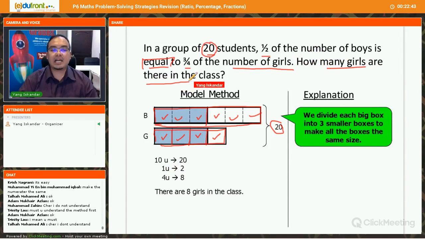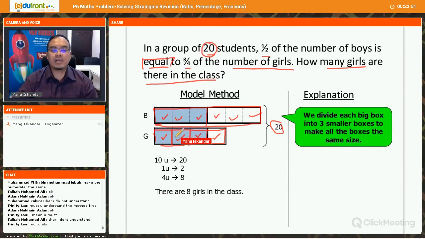And the question is, how many girls are there in the class? Now take note, the number of girls is these whole 4 units, not only 3, right? So 1, 2, 3, 4. 4 units, 4 times 2, you get 8.